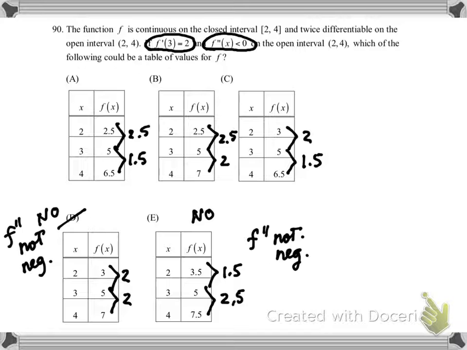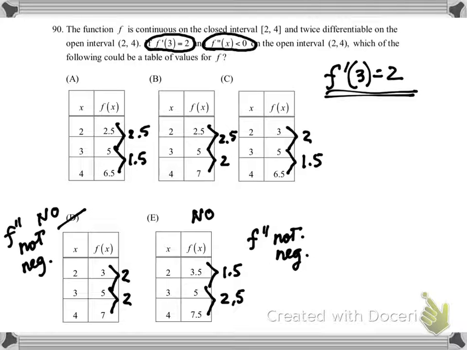So we now have to take a look at A, B, and C. They're all decreasing. So for A, from 2.5, it went down to 1.5. For B, from 2.5, it went down to 2. For C, from 2, it went down to 1.5. Okay? Now, we have to take a look at this condition here. F prime of 3 is equal to 2. So we have to remember that F prime of 3 is equal to 2.